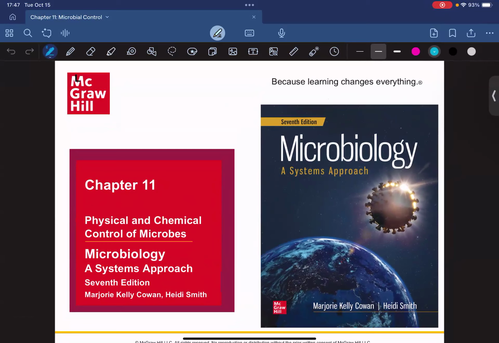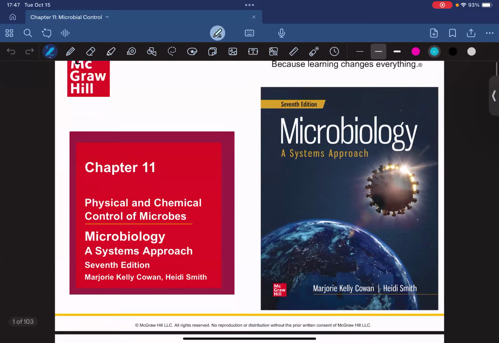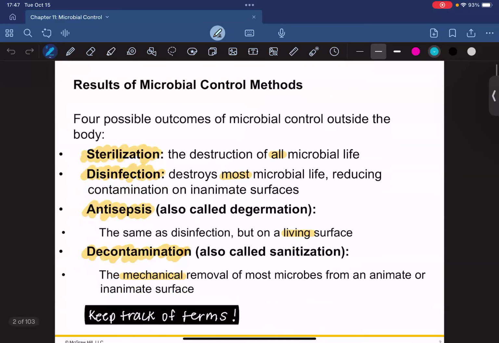So chapter 11, I don't know why this can't just be full screen. Chapter 11 is talking about, no, it's not easy. It can't be easy. Why would it be? It's talking about microbial control. And microbial control refers to essentially making sure things are clean. When you guys disinfect the lab tabletops, that's what we're talking about, right? When you wash your hands, that's what we're talking about, okay? So here are our 4 main terms associated with microbial control. We have sterilization, disinfection, antisepsis, and decontamination.